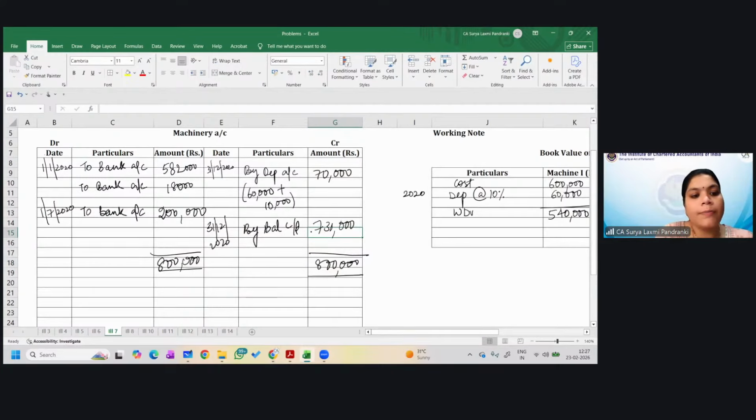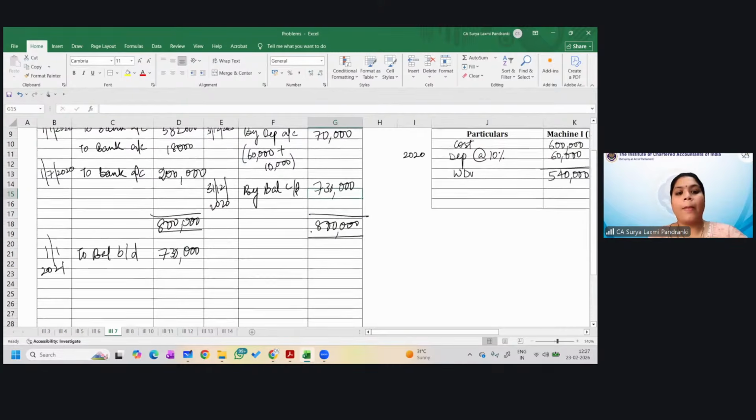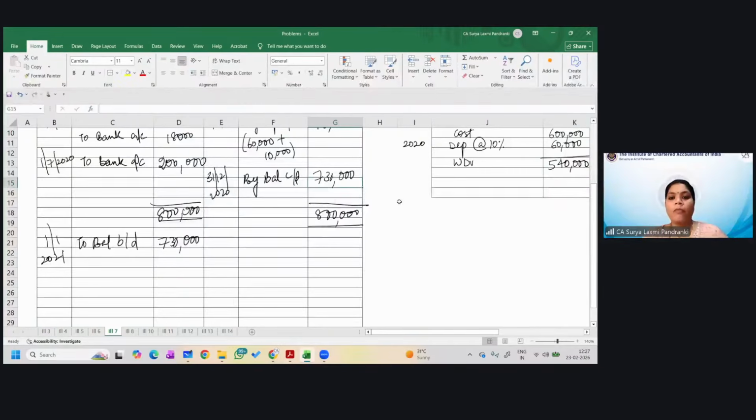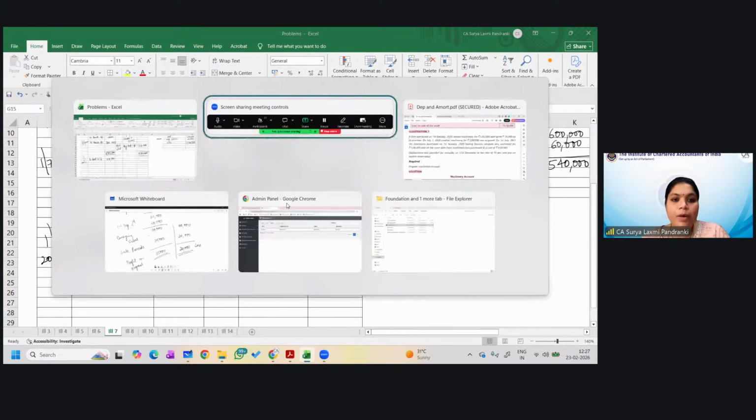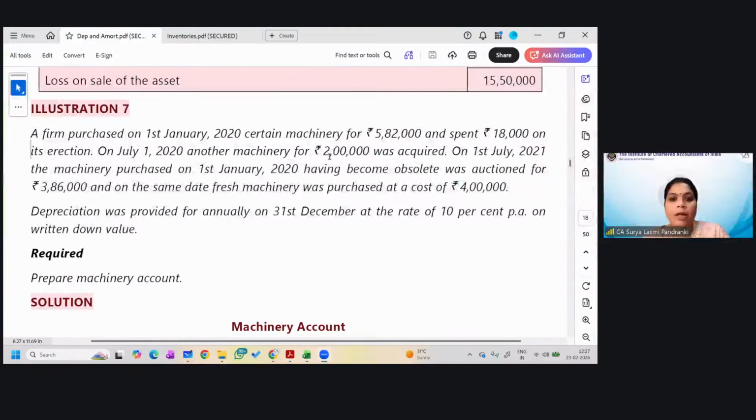Total is 8 lakhs. On 1/1/2021, to balance brought down will be 7,30,000. Right? Till here clear? So next year, what happened? I am going back to the question again. So we have finished it till here, correct? You have recorded 2 machines. One was on 1st January, the other one was on 1st July, same year.